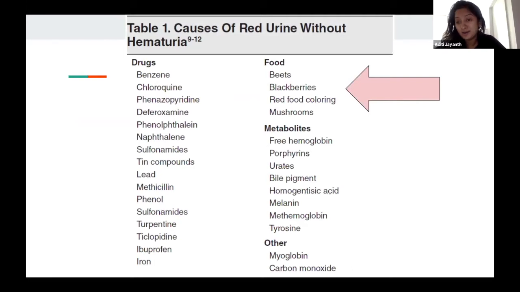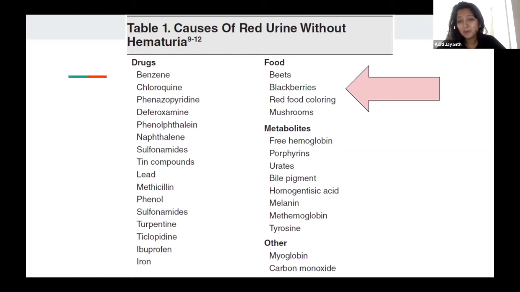So there are a ton of drugs that can cause red urine without actual hematuria. A lot of these drugs are not common in the pediatric population, so oftentimes we just don't think about it because they're not prescribed as frequently. But there's a couple of drugs to keep in mind. Things like ibuprofen can cause red urine. Iron as well. Iron is not a completely uncommon medication in pediatrics. It's not super common, but it's something to keep in mind.